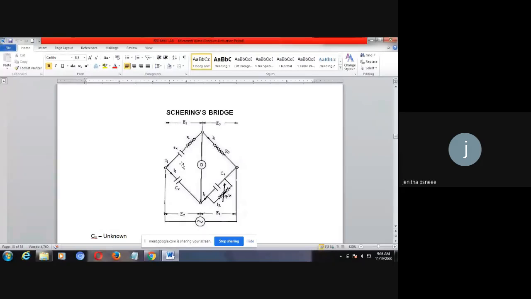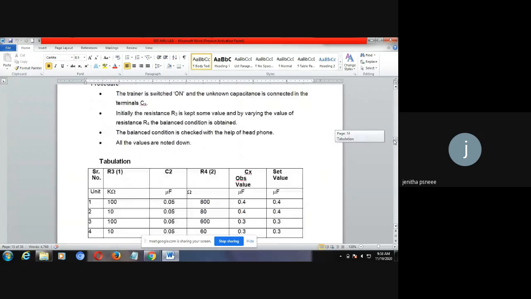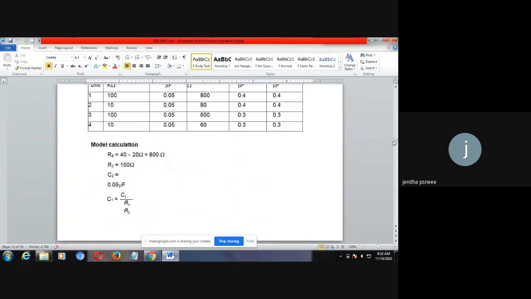We already studied this in the theory part, and we already derived it also. If you derive it, you will get the formula: C1 is equal to C2 by R4 into R3. So by deriving the balancing point, we find the formula. You see here the tabulation. The terms you are using in the formula, you will put in the tabulation also.